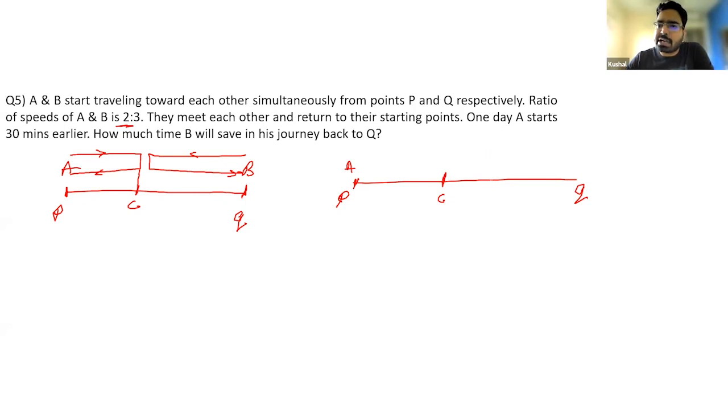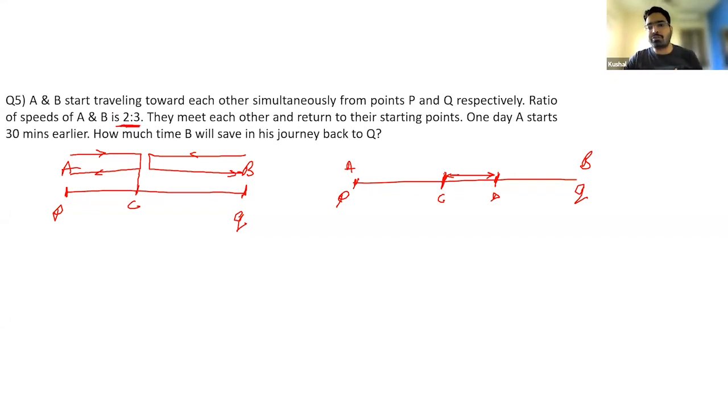At that point in time, your B would be at this point, right? A has reached the point C 30 minutes prior to his usual time. And D is yet to travel this entire distance in 30 minutes. Now, what is the situation? Now their speed ratio is 2:3 given to me, right?